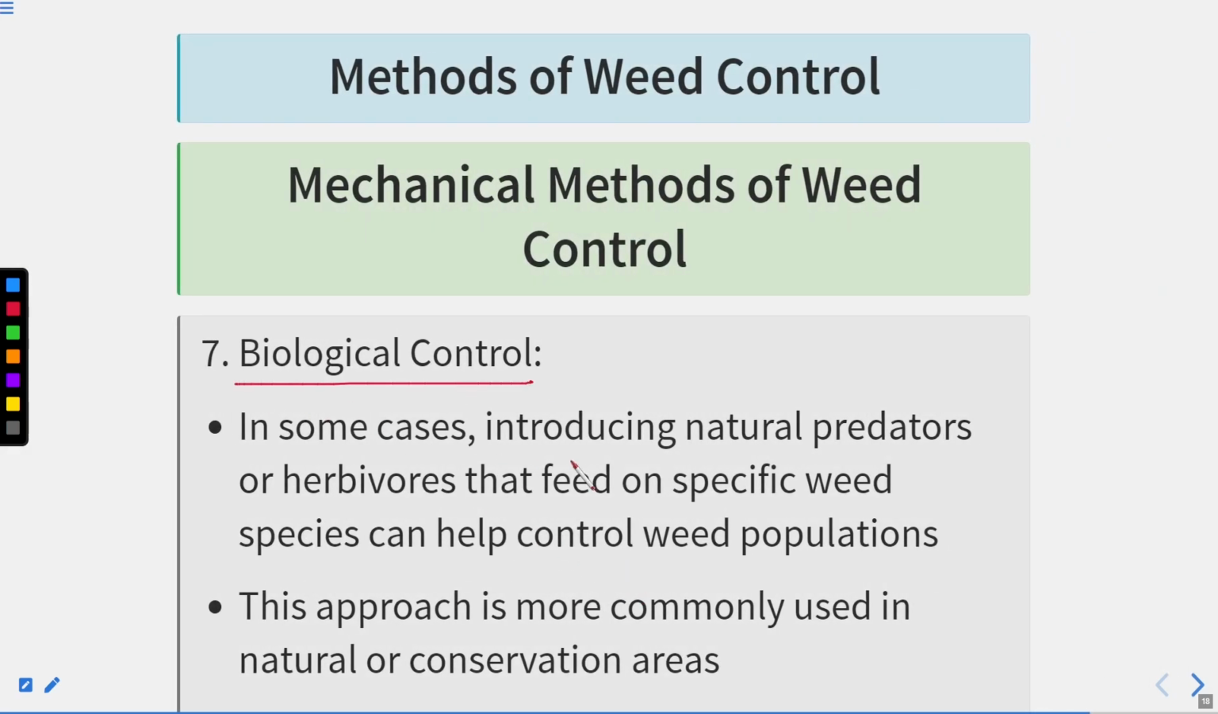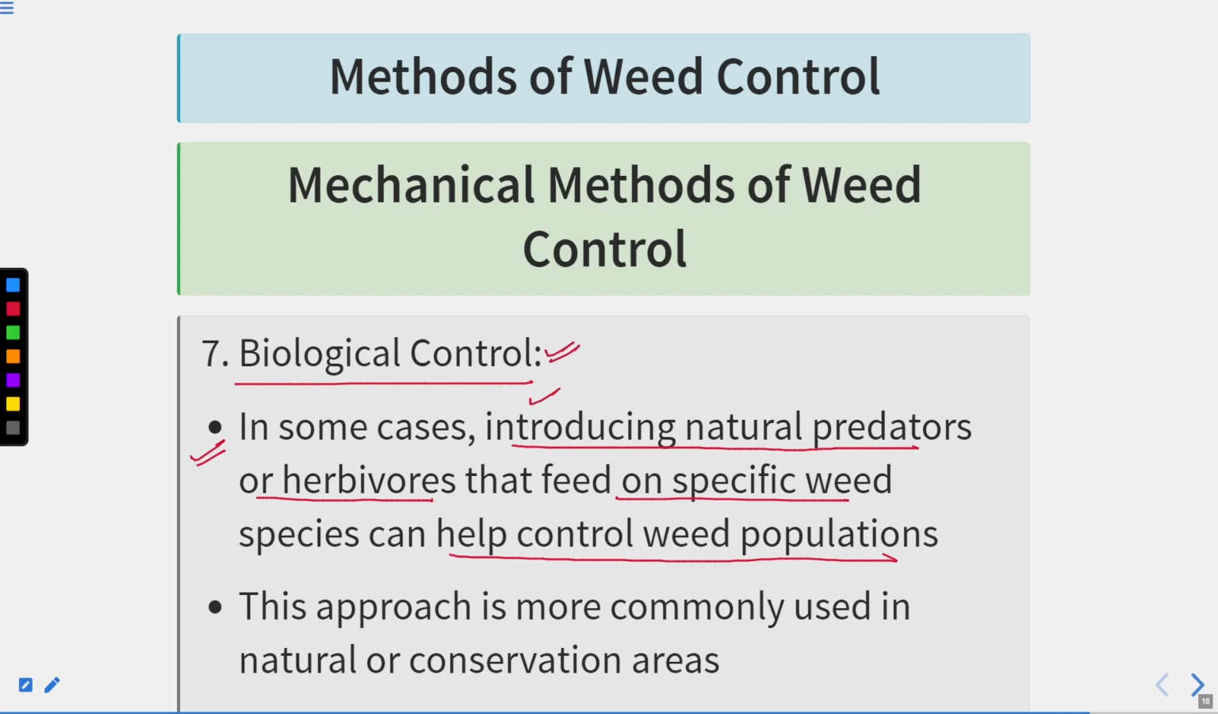Biological control. In some cases, introducing natural predators or herbivores that feed on specific weed species can help to control the weed population. Yes, there are so many. There are fungi, there are bacteria, right? They can be sprayed on the weeds and they can disrupt weed growth by altering the enzymes, by altering the hormone cascade system, right? So these are called biological methods.